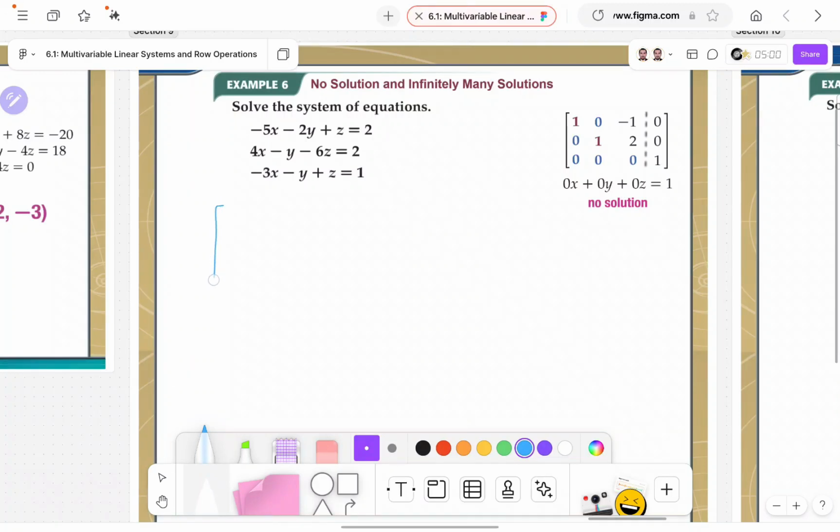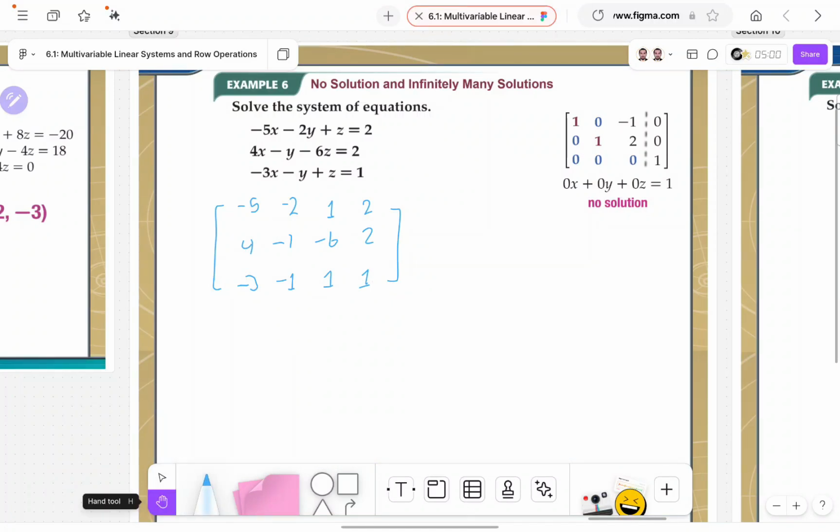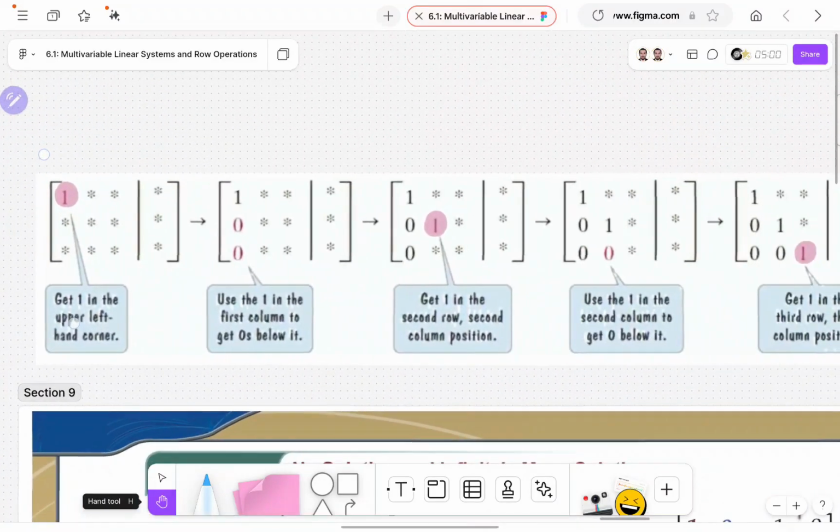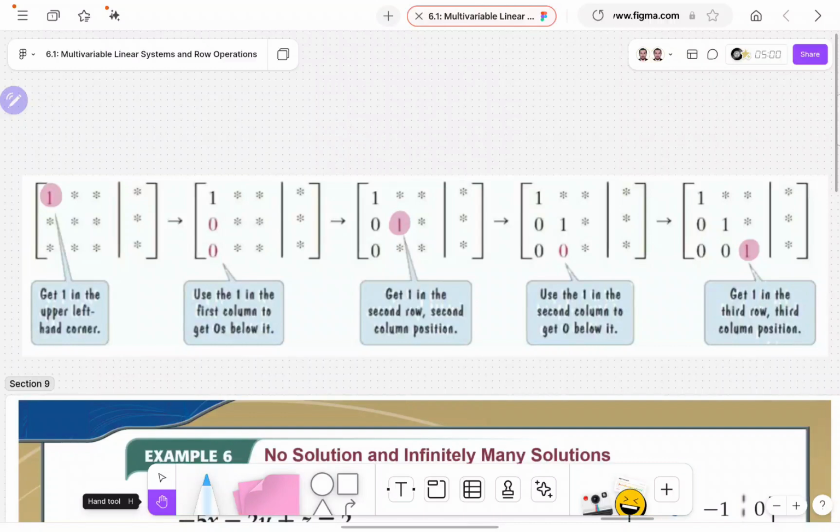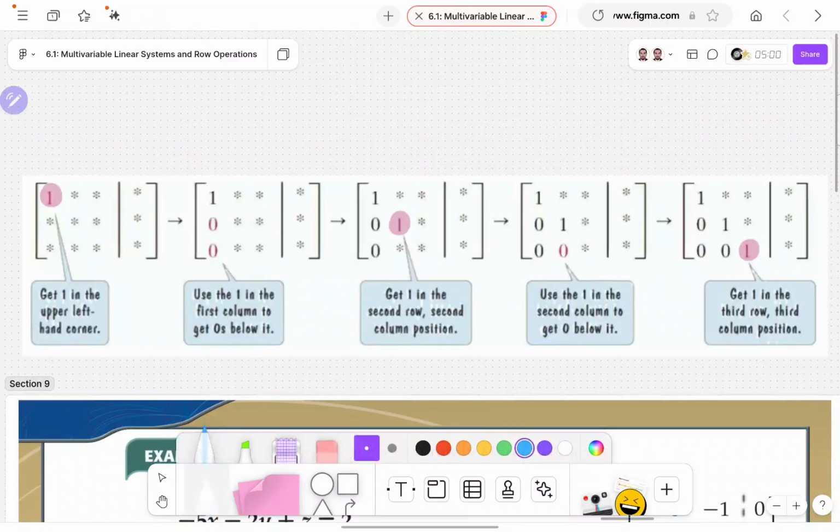So the augmented matrix is -5, -2, 1, and 2, 4, -1, -6, 2, -3, -1, then 1, then also 1. Okay. Now, before we start doing this, I'll give you a small picture which makes it easier for everyone to understand. These are the steps that will help me solve any matrix. First step, get 1 in the upper left-hand corner. So this one here, we are going to make it 1.